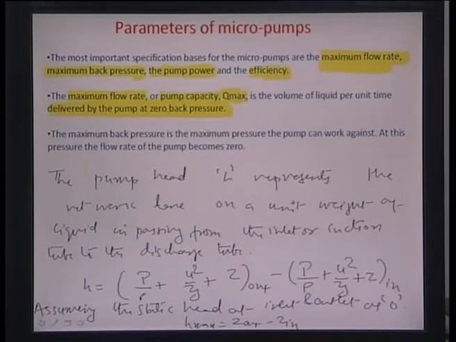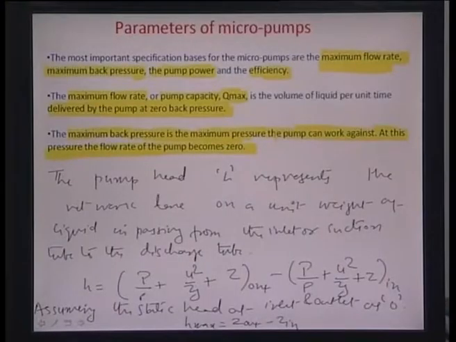You can also categorize the pumps in terms of the maximum back pressure. It is the maximum pressure that the pump can work against. It can still keep working if you keep on increasing the back pressure. At a certain pressure it can fail to work or deliver fluid anymore. So that is essentially the maximum back pressure that a pump can sustain. At this pressure the rate of flow becomes equal to 0.